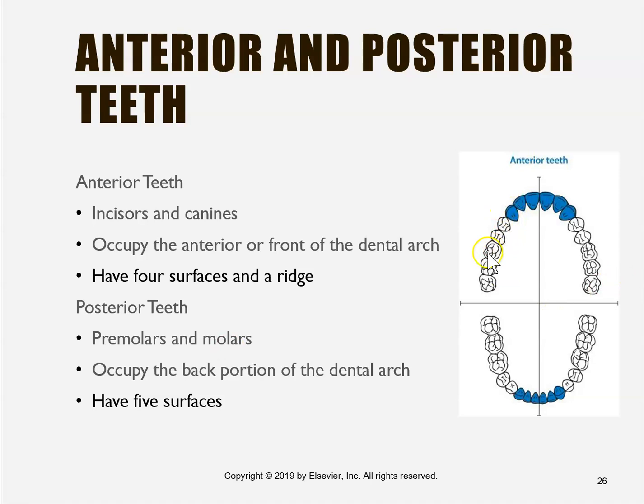So to recap, posterior teeth include the premolars and molars, anterior teeth include the incisors and canines.